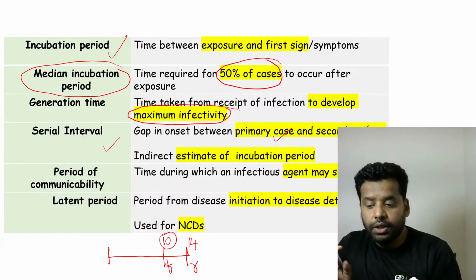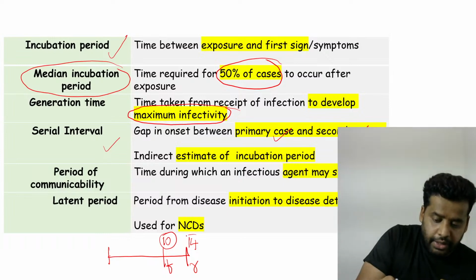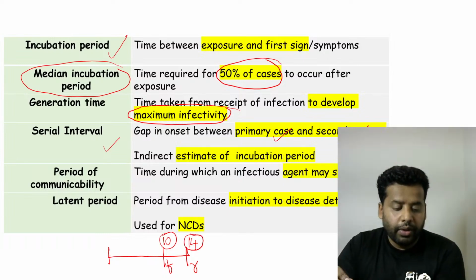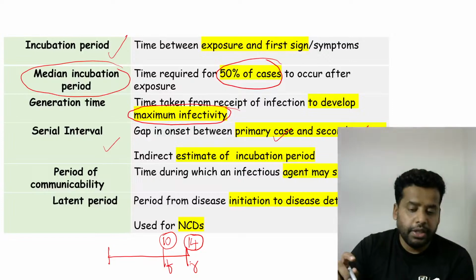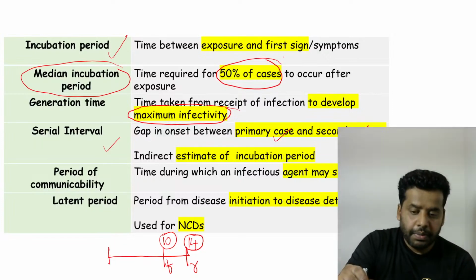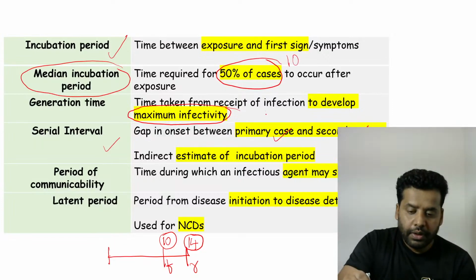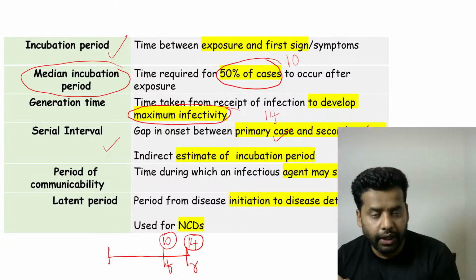But at the onset of rash, the child is highly infective. So exposure to maximum infectivity is 14 days. Incubation period will become 10 days. Generation time will become 14 days.